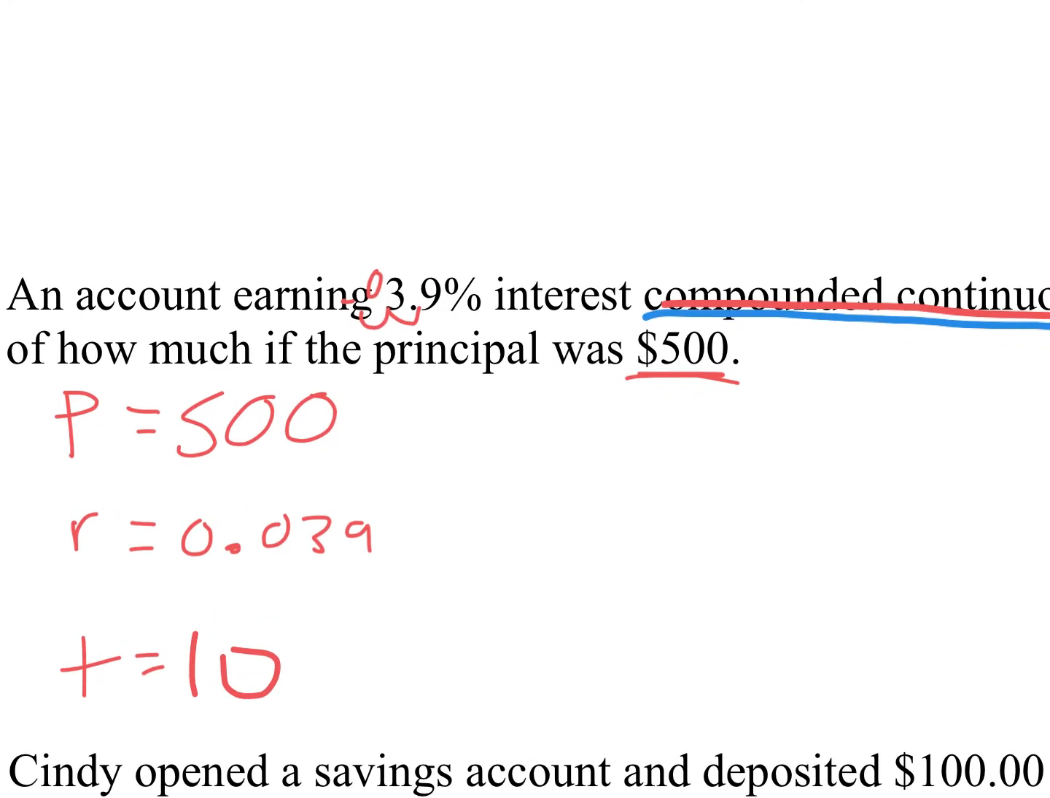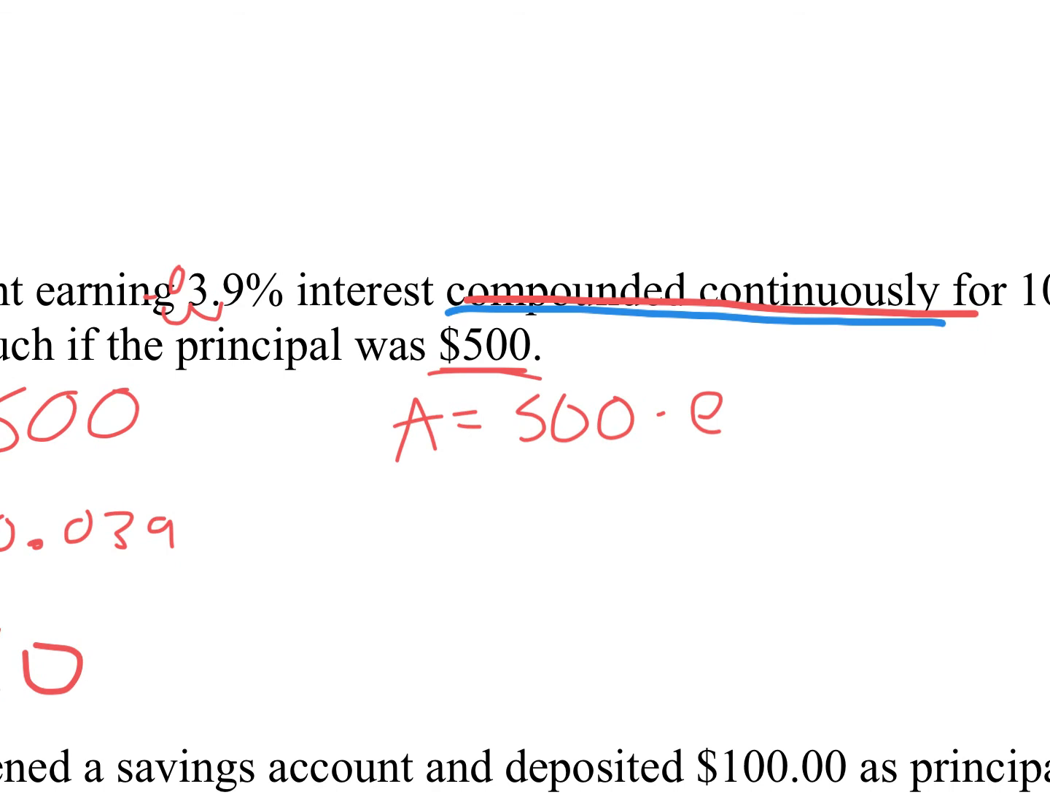So we plug everything into our PERT formula. A is equal to P, which is 500, times E raised to the power of R times T. What should we do first? The parentheses up here. So 0.039 times 10 would be 0.39. What should we do next?